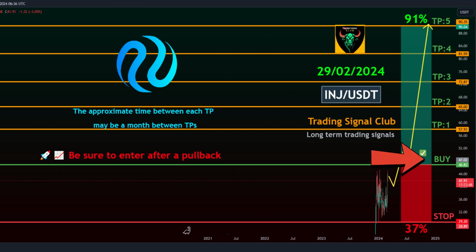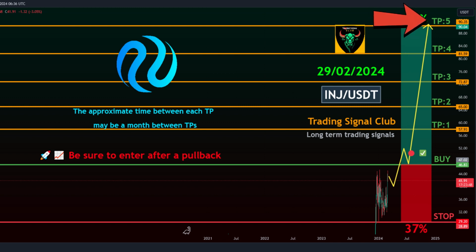Entry point, 46.83 to 50.17. Take profit targets. Target 1, 57.93. Target 2, 65.00. Target 3, 72.87. Target 4, 81.59.